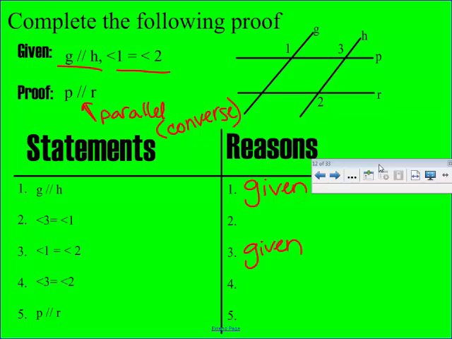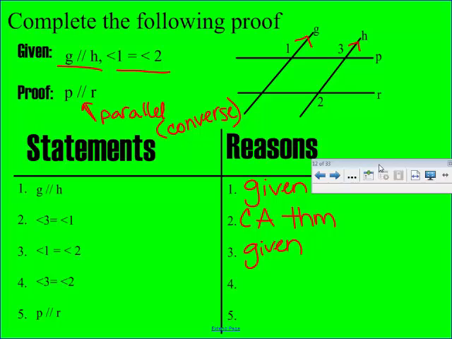G is parallel to H, so I'm going to go ahead and put our parallel in. And then it says, alright, if G is parallel to H, we know that angle 1 is equal to angle 3. Taking a look at 1 and 3, those are, once again, corresponding angles. So we know by the corresponding angles theorem that 1 is going to equal 3. Now, we've already done step 3. It says 1 is equal to 2 because that's part of the given. So let's take a look at number 4. It says 3 is equal to 2.